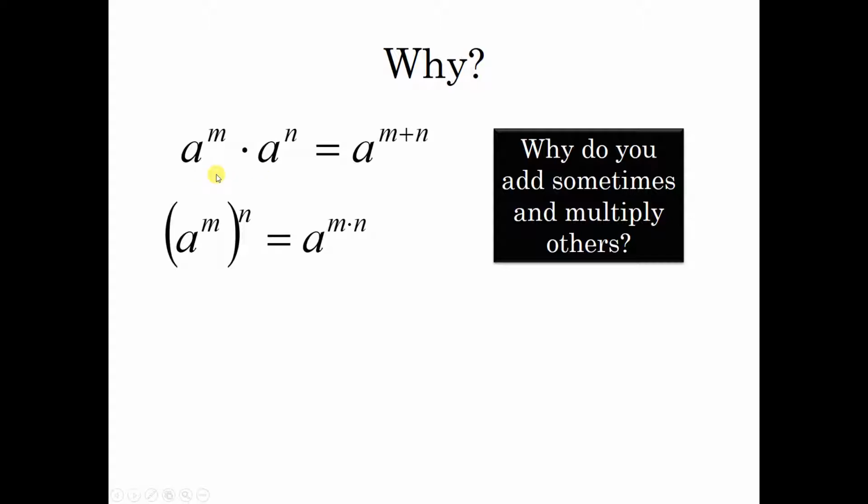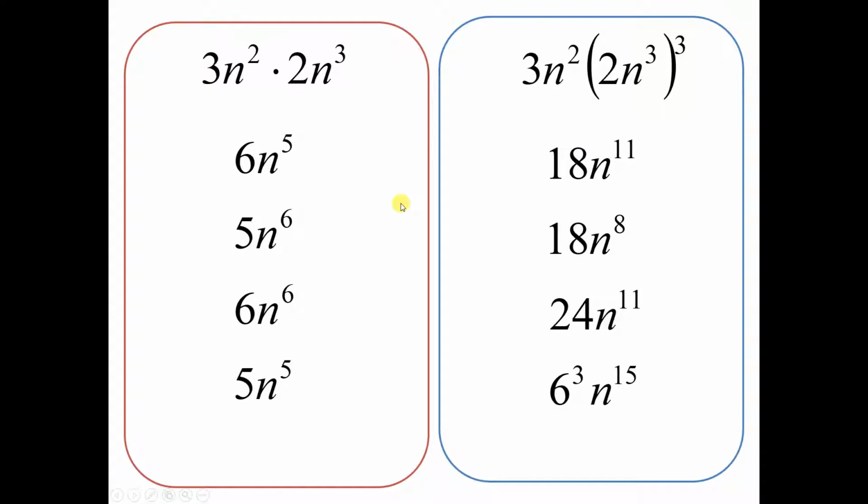Now, again, you have to understand why this is. If you don't understand why this is, you're going to mix it up in the future. So by the end of this video, you really have to have a solid grip on these two things and why they are true. All right. Take a moment and see which of these 4 answers is true for this and which of these 4 is true for this. So for the first one, it's 6n to the 5th.